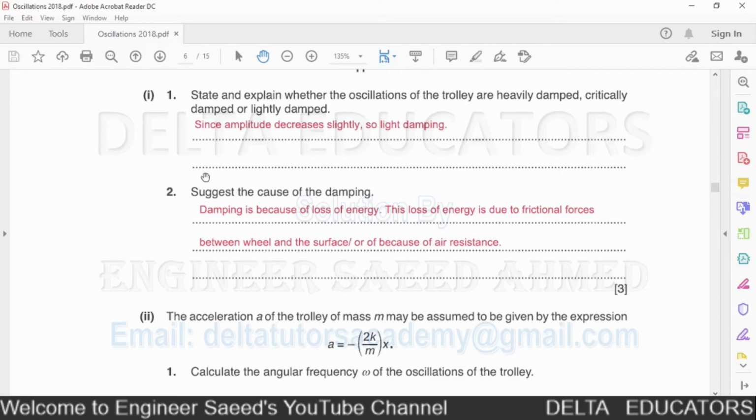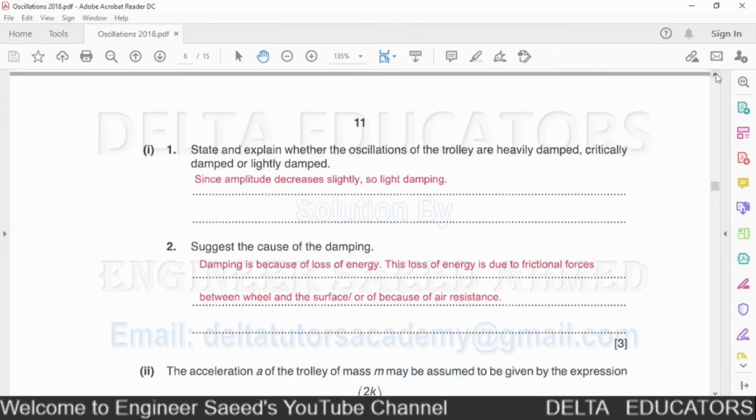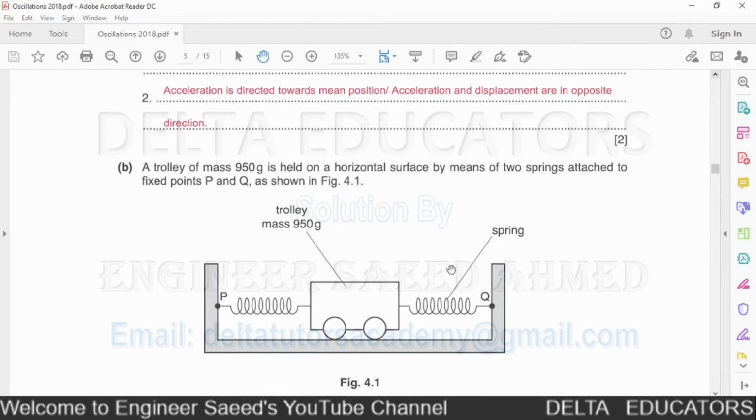Next part, suggest the cause of the damping. Damping is because of loss of energy. This loss of energy is due to frictional forces between the wheels and the surface, or because of air resistance. Here in the trolley, we have wheels. These wheels are on the floor. Because of the friction between the wheels and the floor, there will be damping, or the air in the surroundings of the trolley may also cause damping.